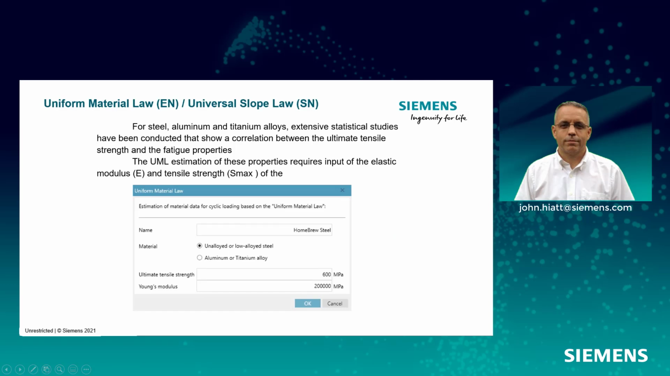If for some reason you cannot find the materials or you don't have the material databases, you can calculate materials from the uniform material law or the universal slope law. And all you need is the ultimate and Young's modulus. And you can derive, and there's like PhD theses done on that. It seems to be okay for on-off highway type materials. Aerospace, I don't see them ever using something like this.